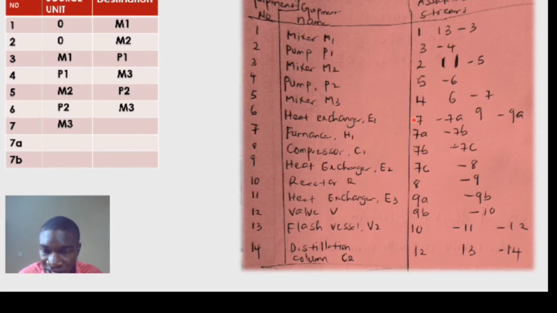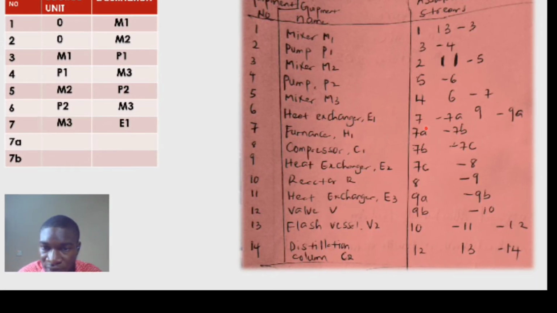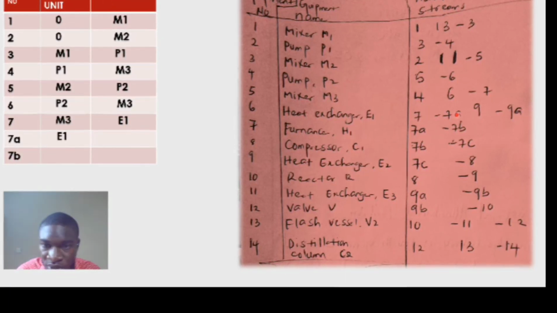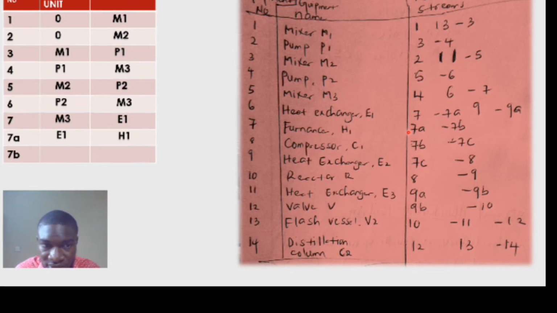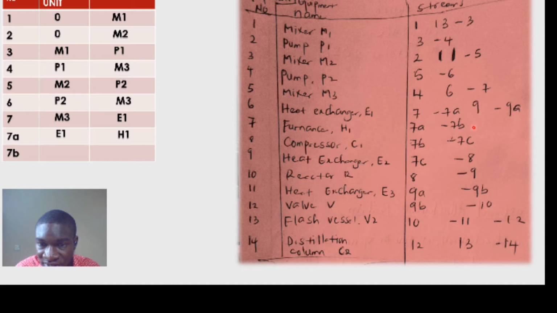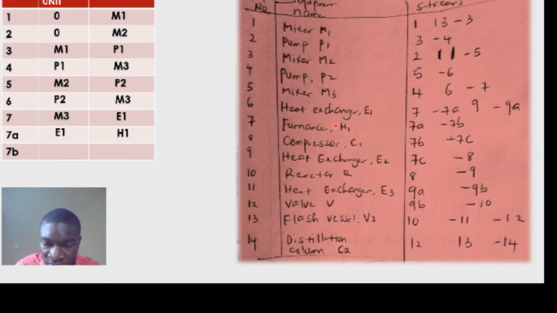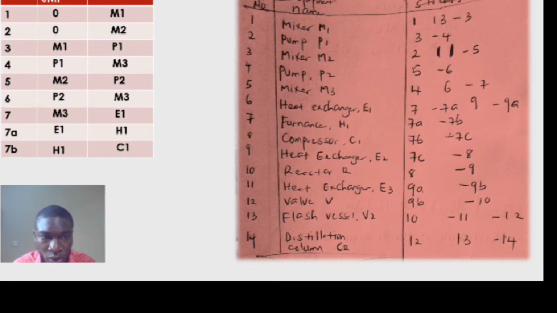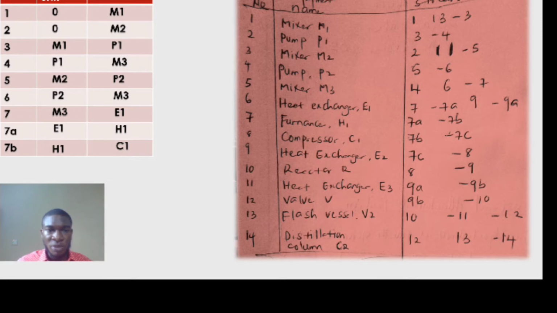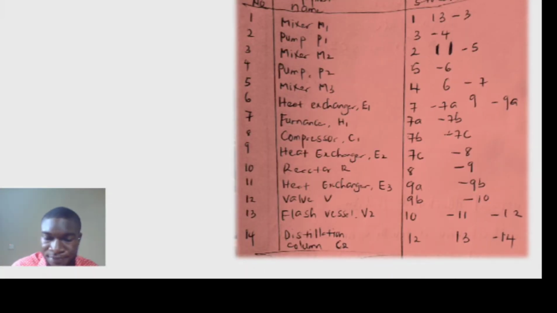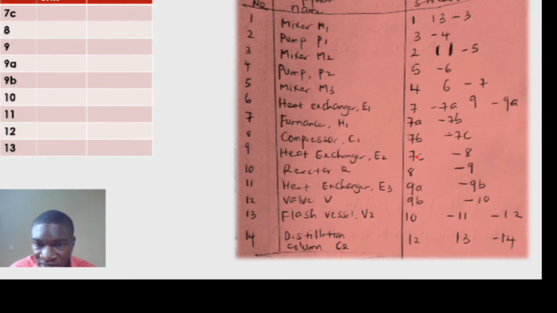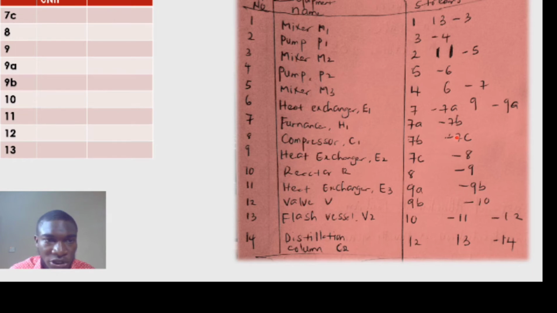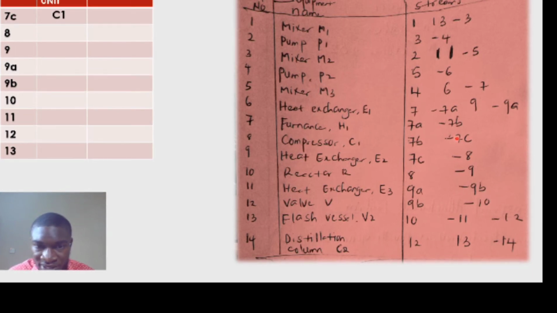Positive 7 is E1, that's the heat exchanger. Negative 7A is the heat exchanger, and positive 7A is the furnace. Negative 7B is at the furnace. Positive 7B is compressor C1. So that's how we do this. Let's compute for the others. For 7C, positive 7C is E2 heat exchanger, negative 7C is compressor C1. That means the source is C1, the destination is E2.